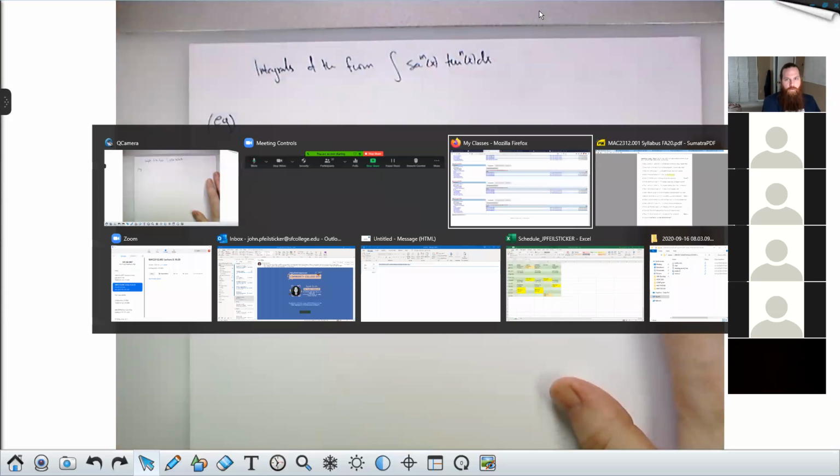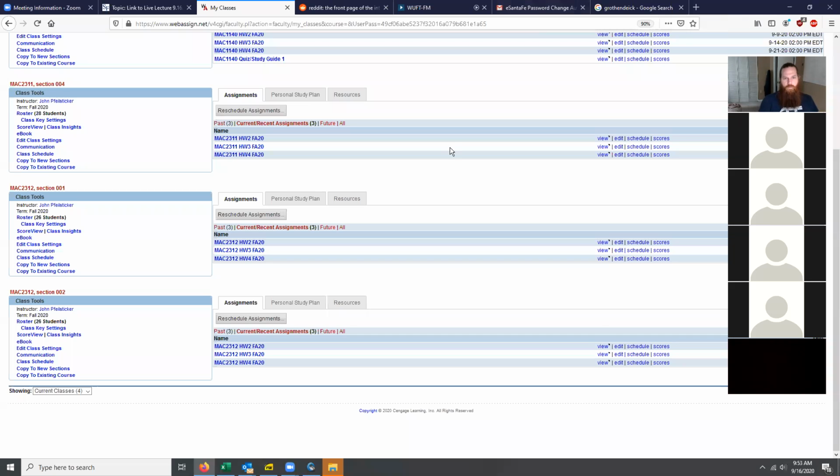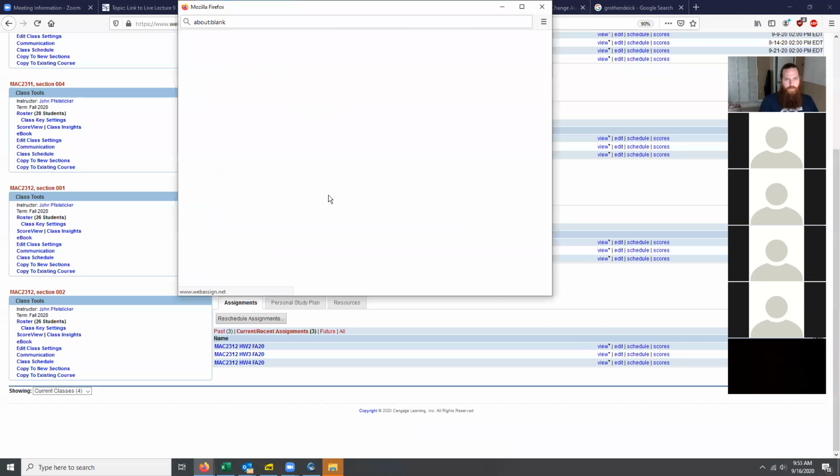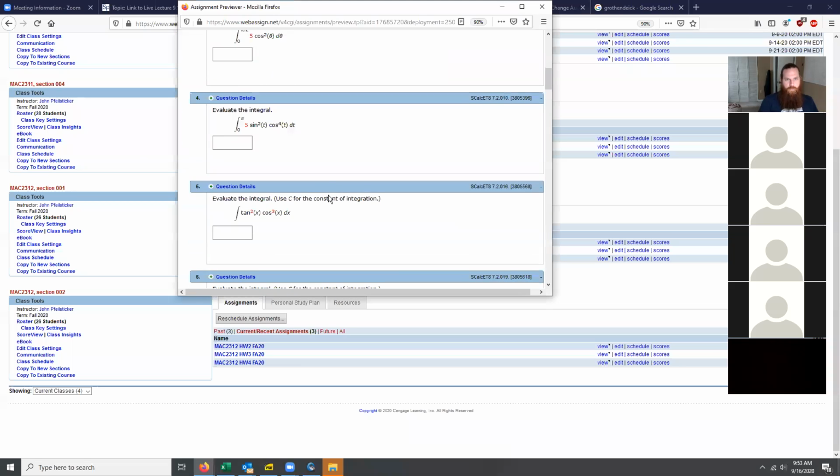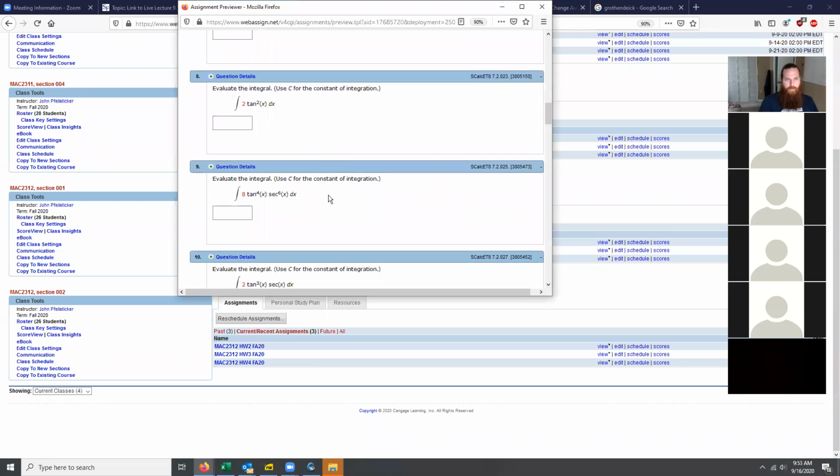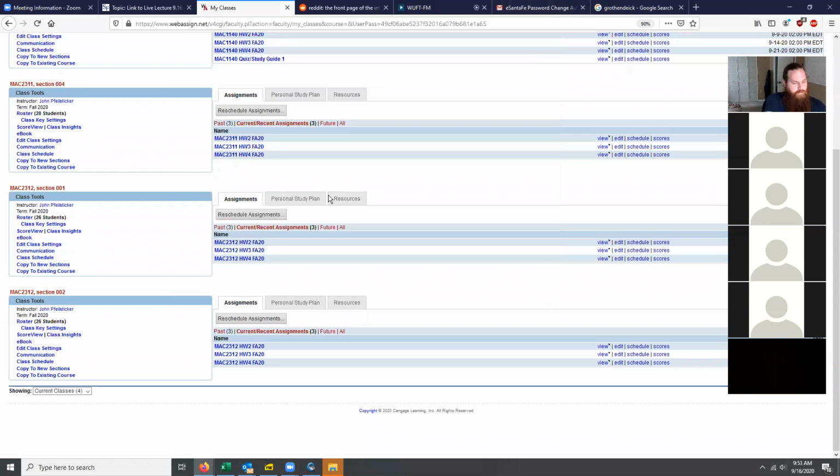So I said I would do this one for my first example. Was it? Damn, I closed it. Did I really close it? I don't think I did. It's just not showing up in my tab. Tan to the 4 secant 6. Okay.